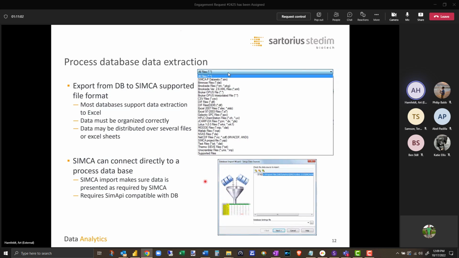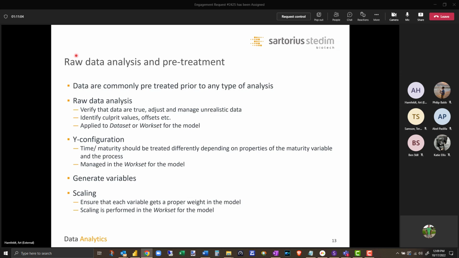You know how to pull stuff from a database. So, raw data analysis and pre-treatment. We need to verify the data is true, that we've adjusted it, and we get rid of all that unrealistic data. So that was the trimming and Winsorizing we were discussing the last couple of times.